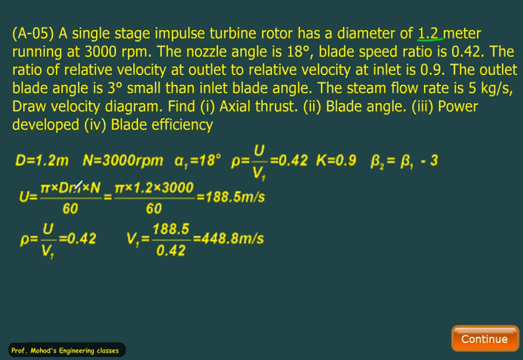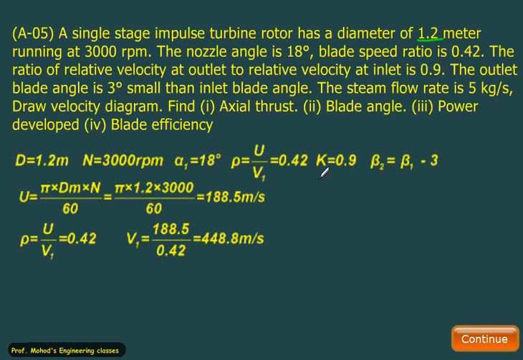So let's first compute the blade velocity U, which is given by the product of pi D N by 60. Substituting the values of D and N, the blade velocity equals 188.5. Since we know the blade speed ratio U by V1, and we know U, we can compute V1, which is 448.8. So we know U is 188, V1 is 448, alpha 1 is 18, beta 2 is beta 1 minus 3, and K is 0.9.